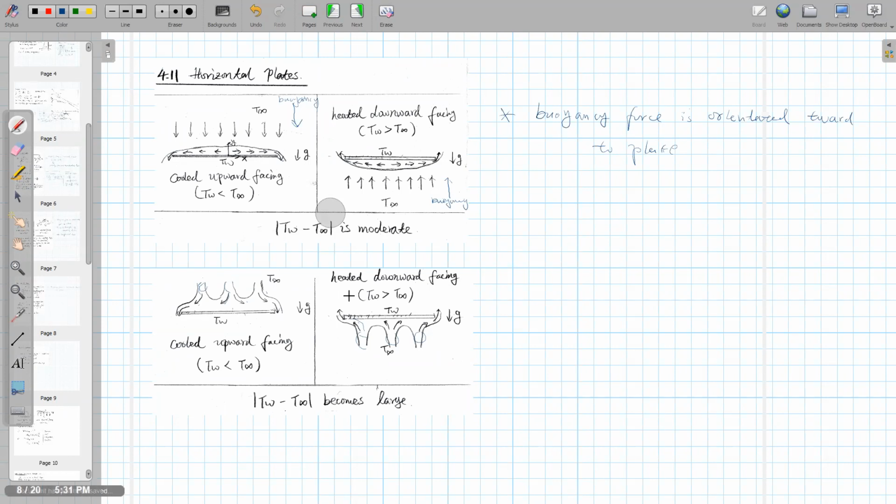All right, so let me write down something. So in these cases, we can write solution when Tw minus T infinity is moderate. Thin film of dense fluids can be formed.